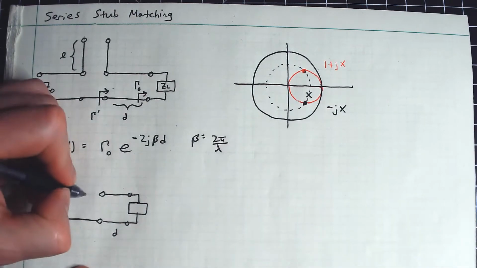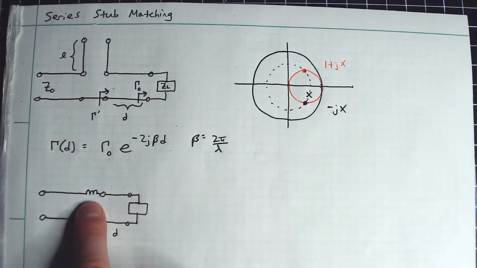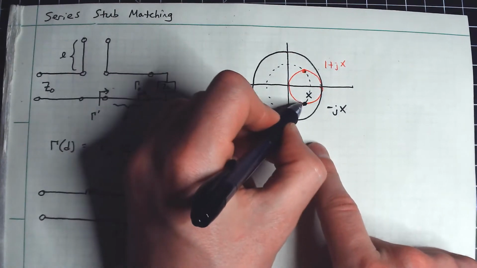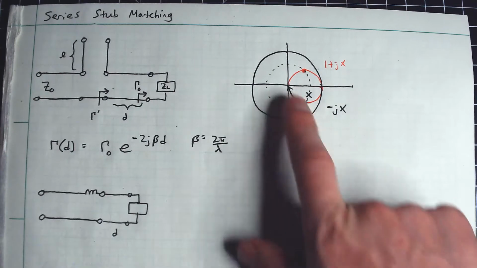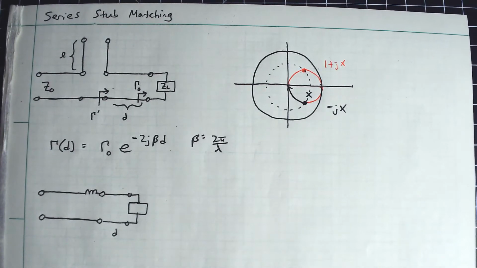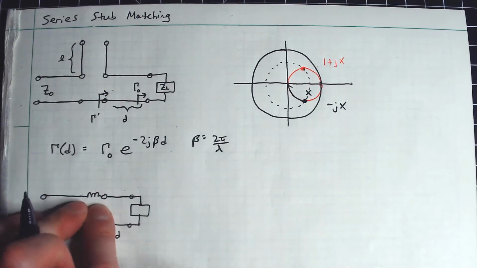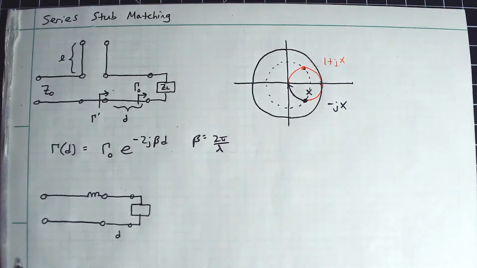So what that means is, hypothetically, all I would have to do is add some series inductance here, and that would take me along this curve to the matched point at the center. Hypothetically, if this was just the right value of L, it would take me to the appropriate point.